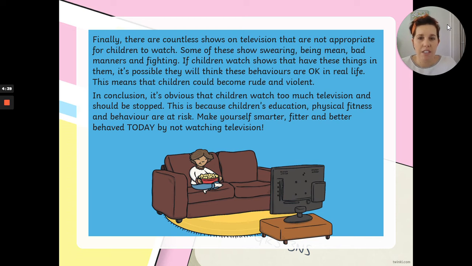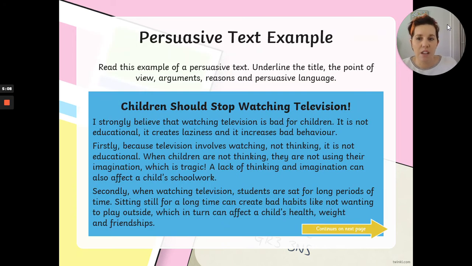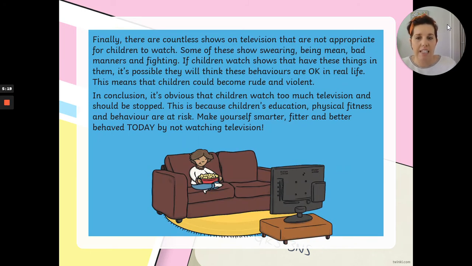In conclusion, it's obvious that children watch too much TV and should be stopped. This is because children's education, physical fitness and behaviour are at risk. Make yourself smarter, fitter and better behaved today by not watching television. So that's just an example of a persuasive text that I found. Has this persuaded you to stop watching so much TV? I don't know. But as you can see, they use the introduction. First paragraph is your introduction. Then use their points, their arguments using firstly, secondly, finally, and in conclusion.